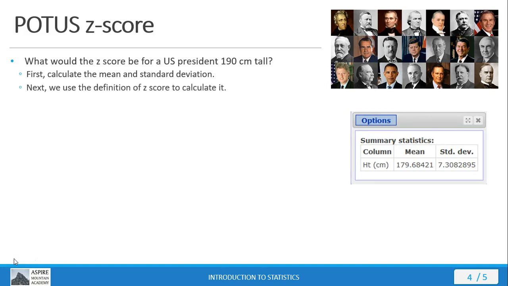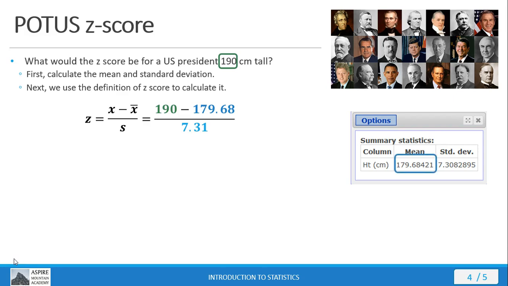Next, we use these results to calculate the z-score. We start with the definition of the z-score. So we're going to substitute values into the equation. The 190 comes from the problem statement. This is our data point of interest, so that's going to be our x. Next, the 179.68 is our mean value, which we found in StatCrunch. And the 7.31 is our standard deviation, which we also obtained in StatCrunch. You punch that out and you get 1.41, which is our z-score for a president that has a height of 190 centimeters.